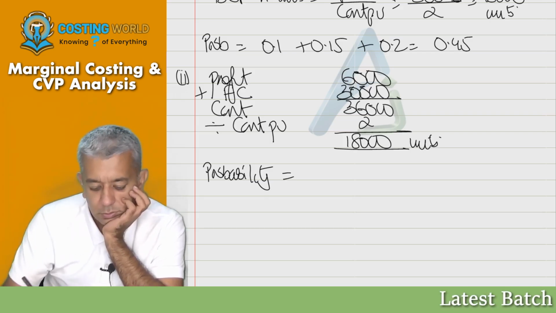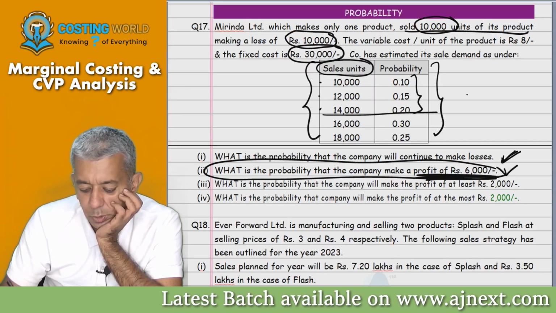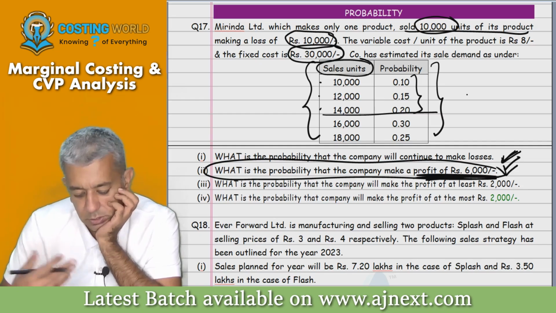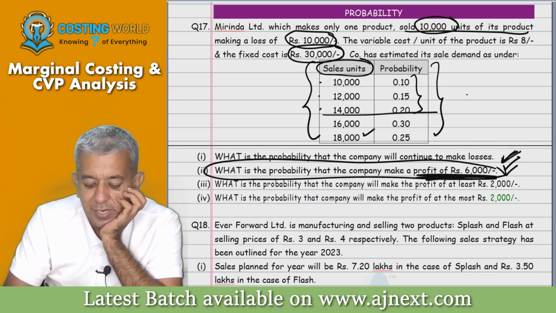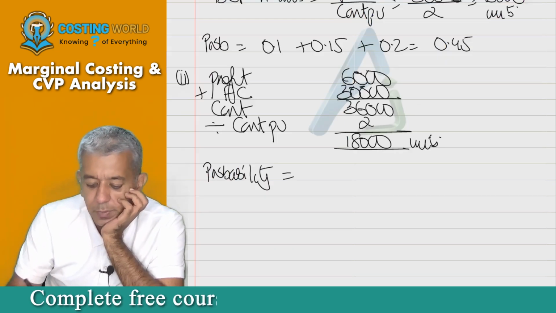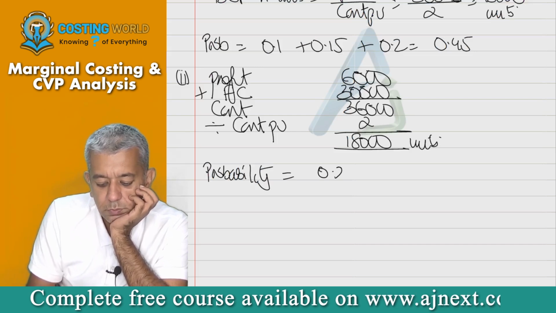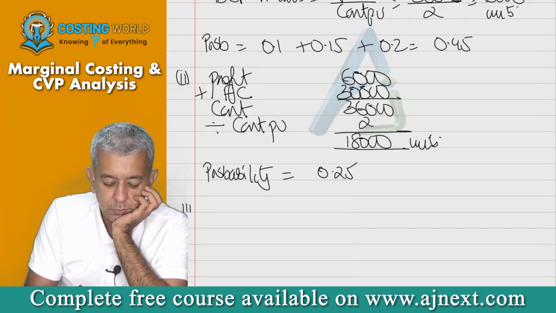Now tell me, what is the probability that you will get a profit of 6,000? Means, what is the probability that you will sell 18,000 units? What is the probability? 0.25. Part third.